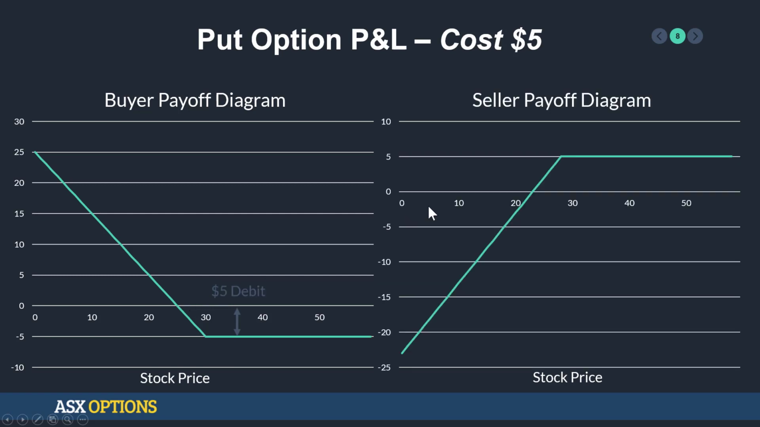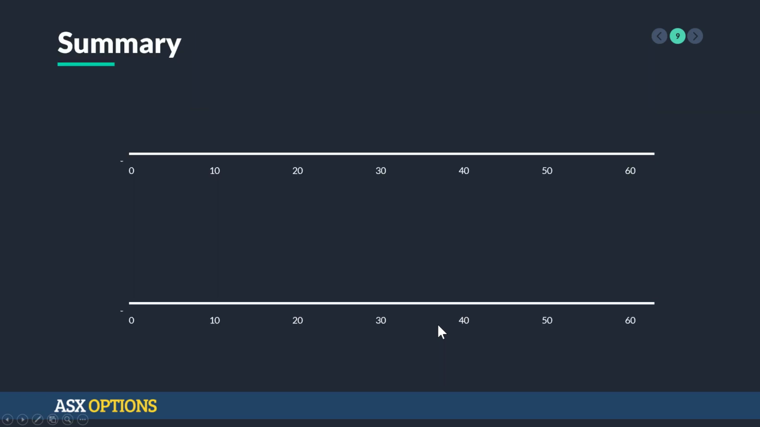Whereas the seller's payoff diagram, again, is completely opposite, right? He gets to maintain this $5 credit if the price lands anywhere above 30, and he can still make money at the break-even point of $25, okay? And then he'll start losing money below there.